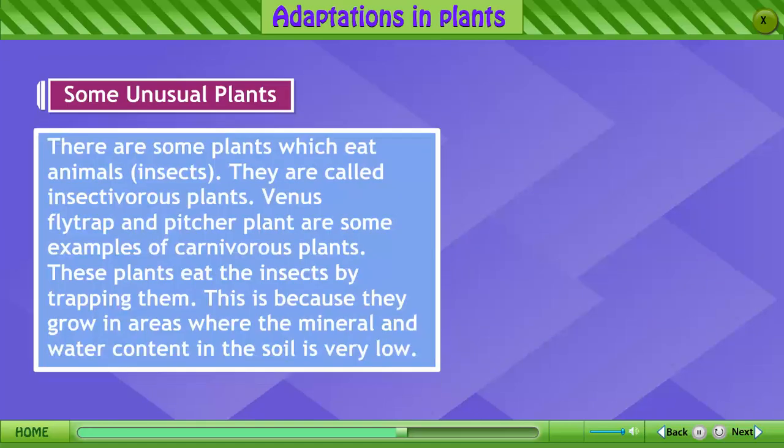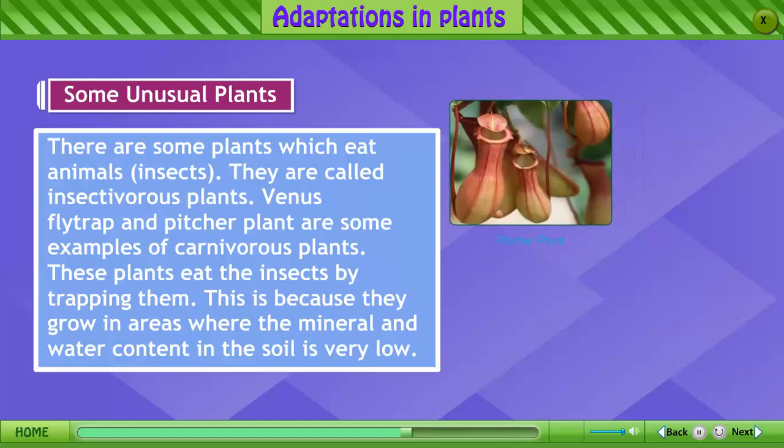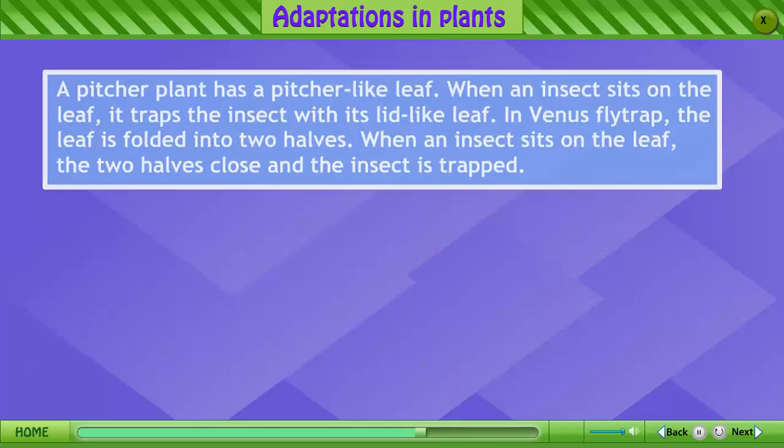Some unusual plants. There are some plants which eat animals, such as insects. They are called insectivorous plants. Venus flytrap and pitcher plant are some examples of carnivorous plants. These plants eat the insects by trapping them. This is because they grow in areas where the mineral and water content in the soil is very low.